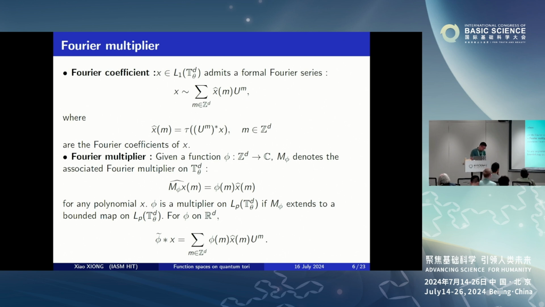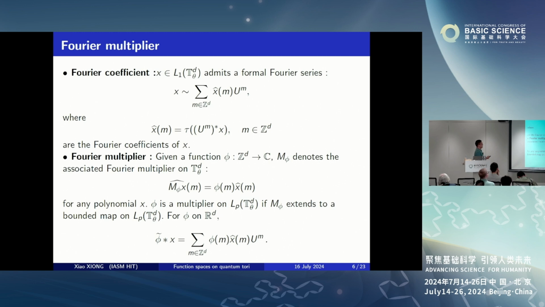Now we are able to consider bigger spaces. But if we want to move further, we need some other structure to define other function spaces. So let me first introduce the Fourier series, Fourier multipliers, and Fourier coefficients of functions, or even of operators. Every integrable operator admits a Fourier series.